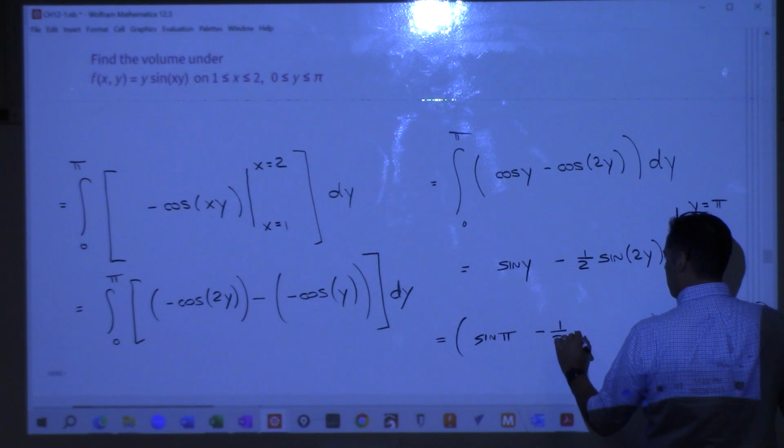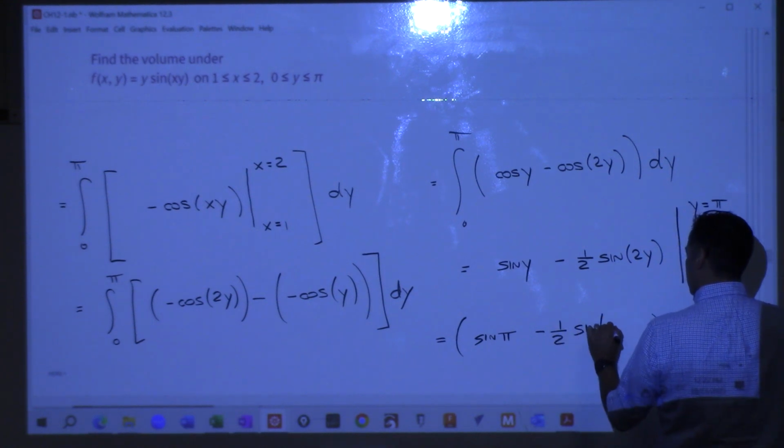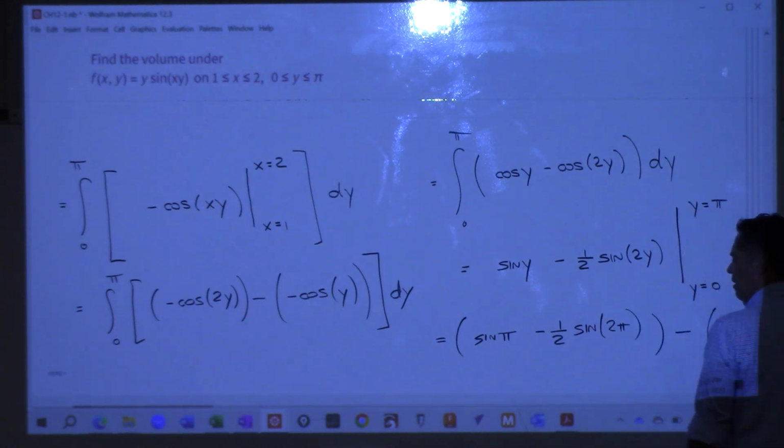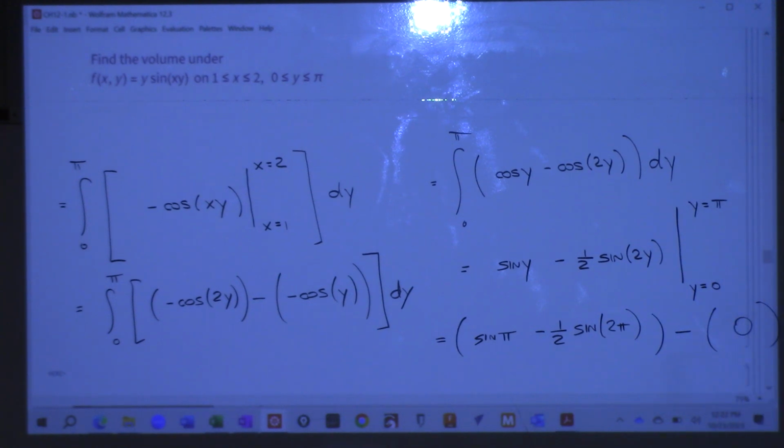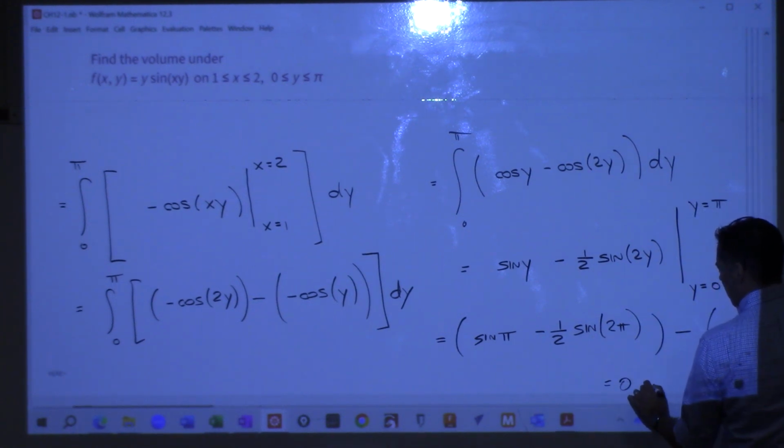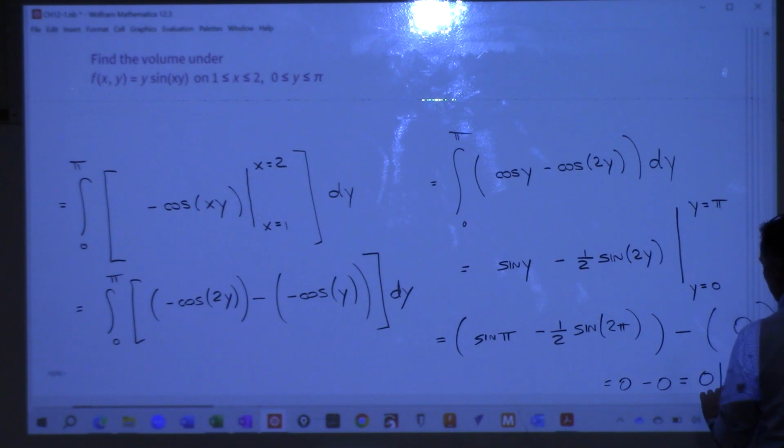Wait a minute. Hold on. Hey, it's all 0, isn't it? What the hell? 0, 0. How are we getting a 0 volume? How do we have a 0 volume?